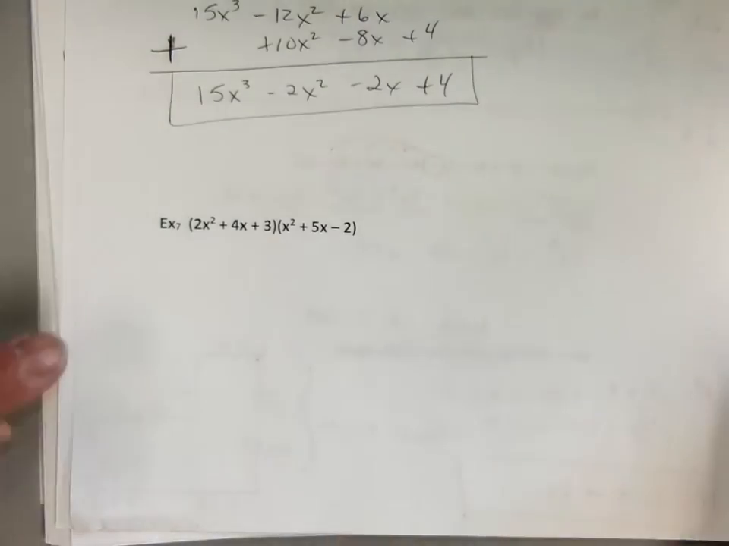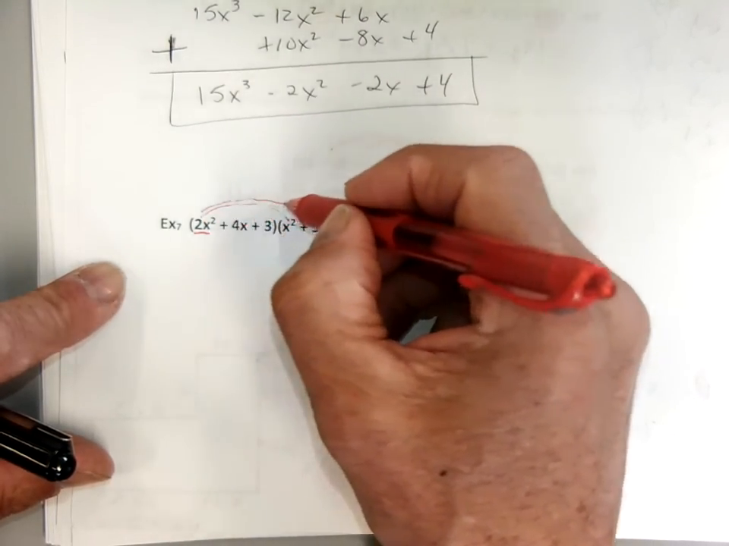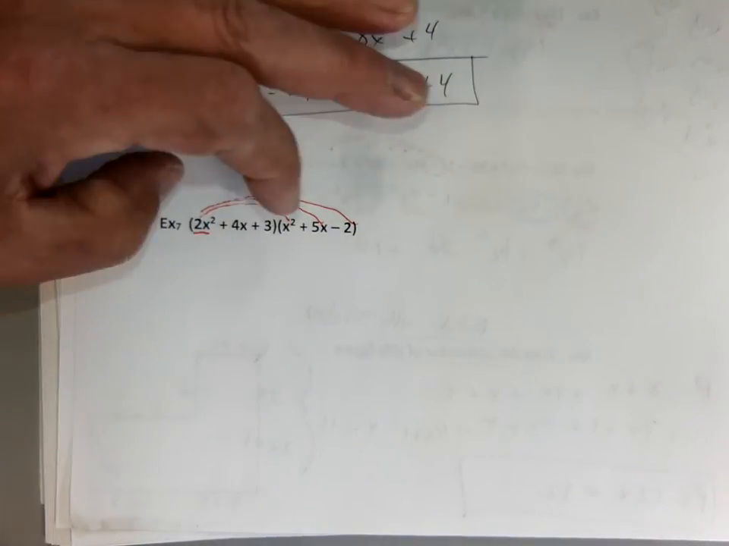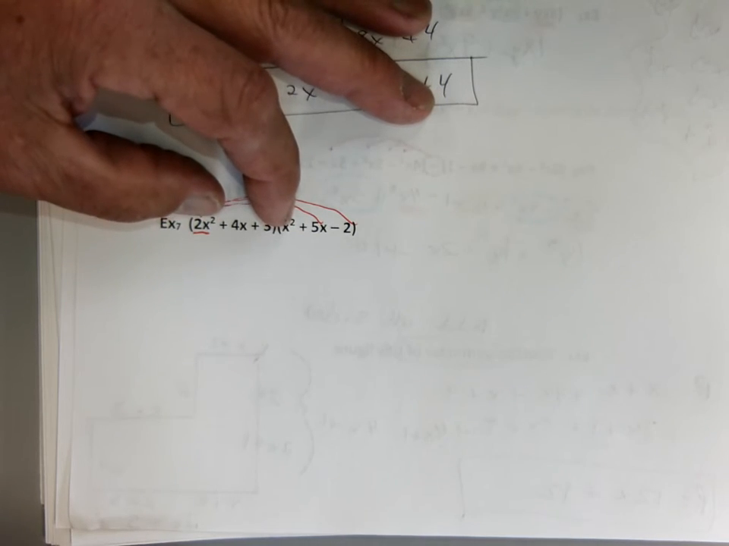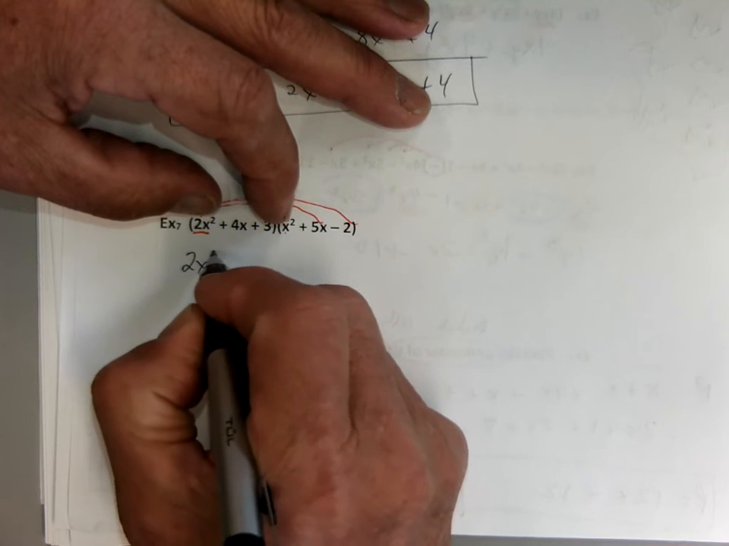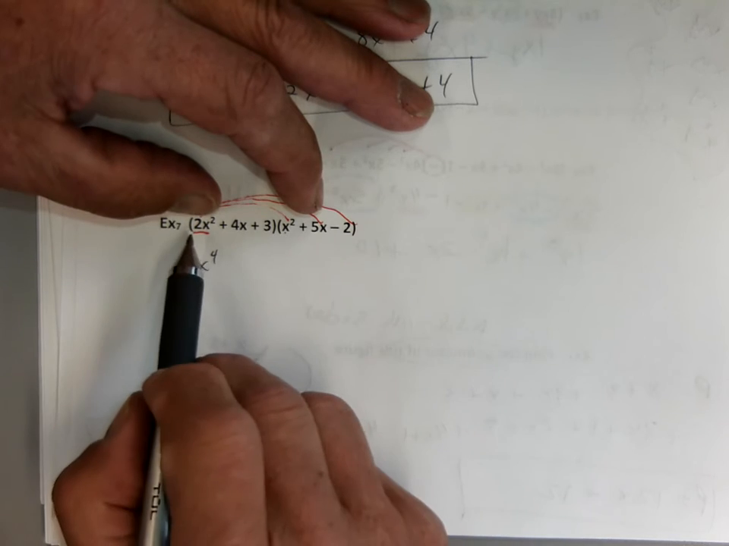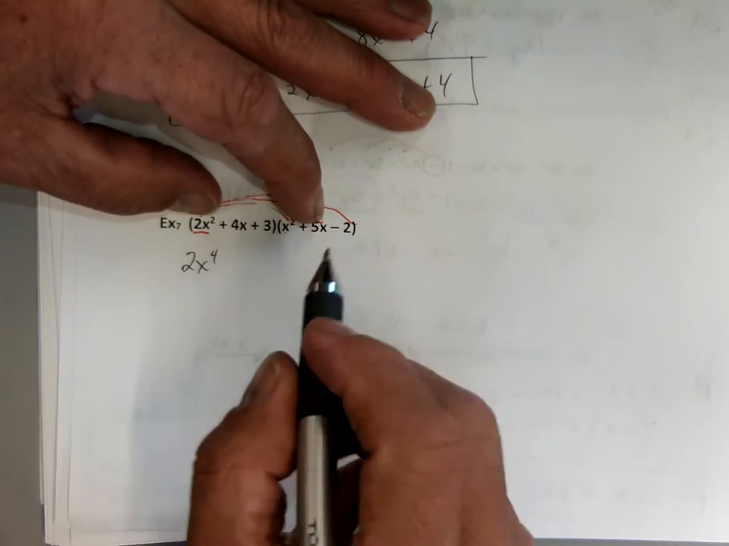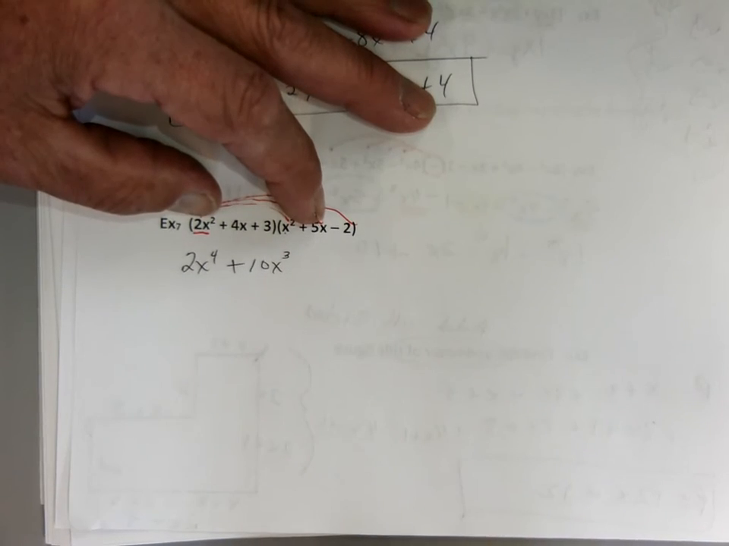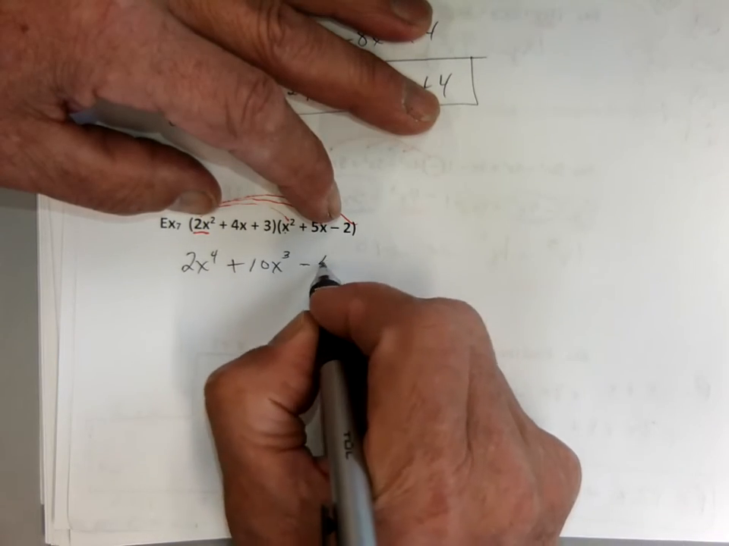So first, let's multiply the 2x squared first through. Times there, there, and there. All right. We're going to add exponents. So 2x squared times x squared is a 2x to the fourth. We're adding exponents. 2x squared times a 5x is a positive 10x cubed because we're adding exponents. 2x squared times a negative 2 is a negative 4x squared.